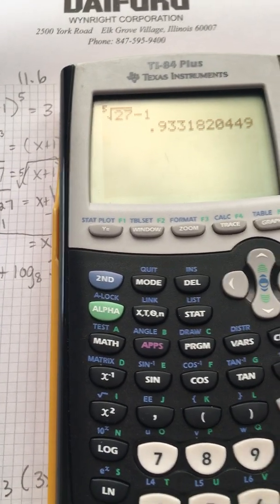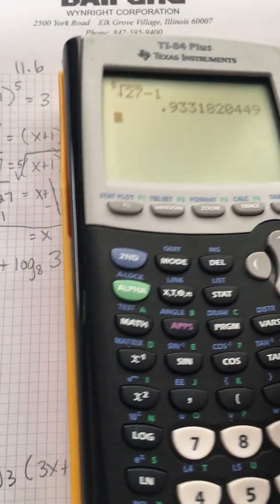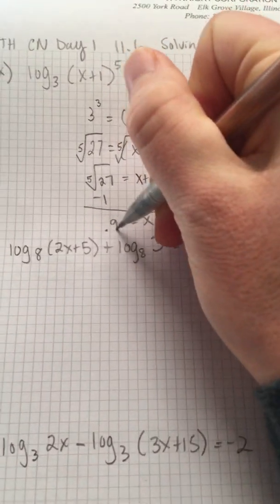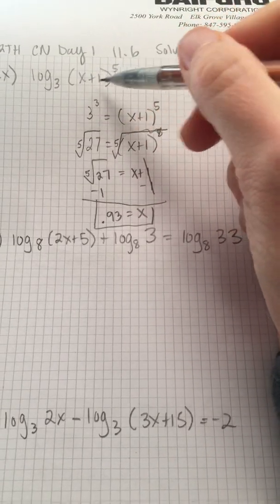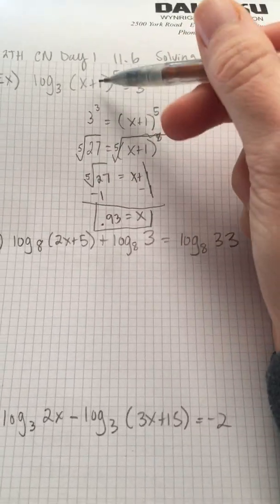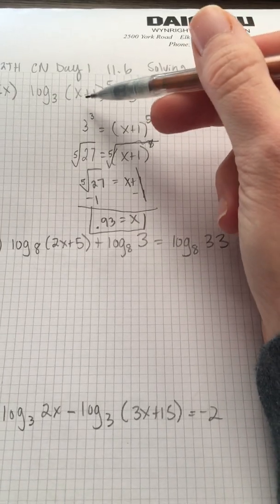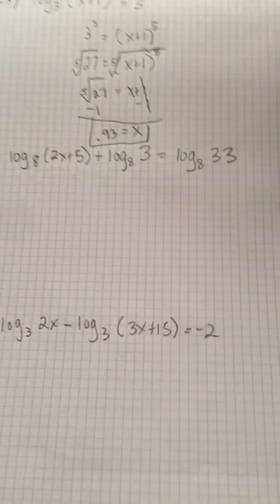And so we get 0.933. I'm just going to round to the hundredths because that's normally what I do. So 0.93 is my solution. Just take a quick second to make sure that that's not going to make your value a number that you shouldn't have here. So positive number plus 1, that's still going to stay positive to the fifth. We're good there. All right, moving on to the second example.